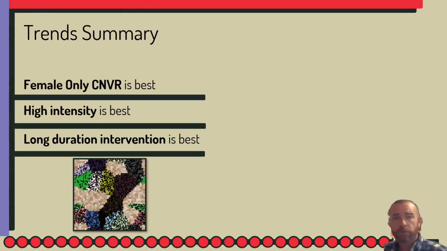Right? General trends that we're looking at: female-only CNVR is best, high intensity better than low intensity, and long is better than short. Not too terribly surprising in terms of outcomes, but it's good to see that this is matching what we would expect to see.